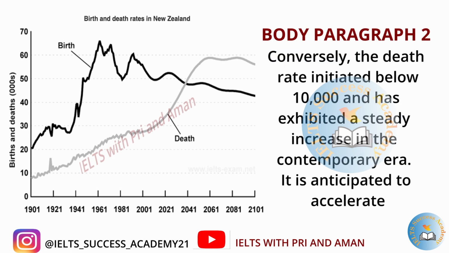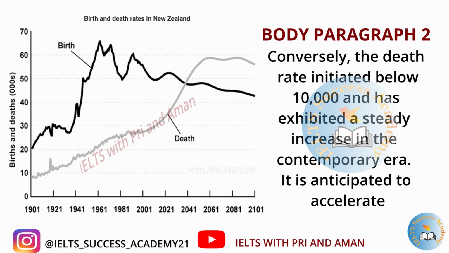Now comes body paragraph 2. Conversely, the death rate started below 10,000 and has exhibited a steady increase in the contemporary era. Contemporary era means modern era. It is anticipated to accelerate.